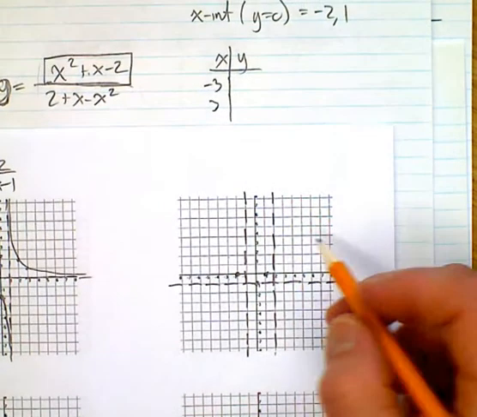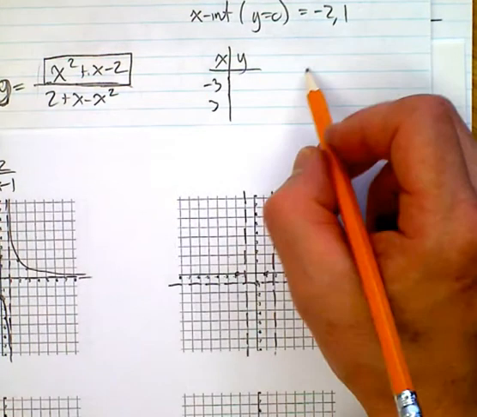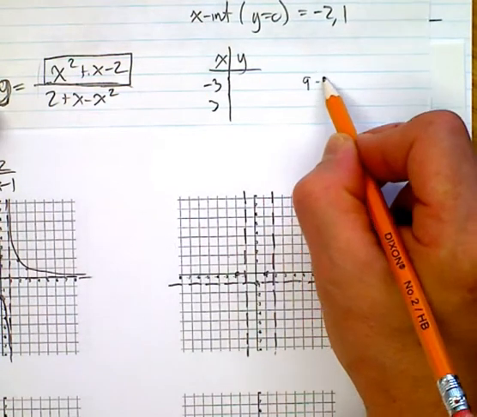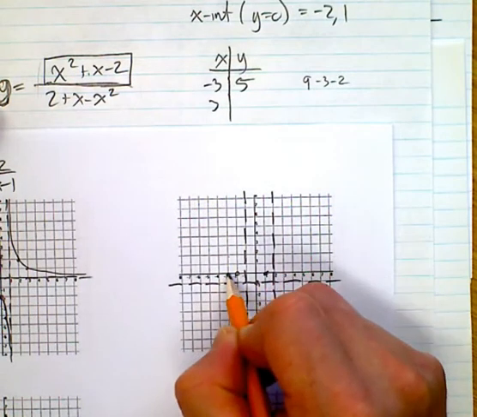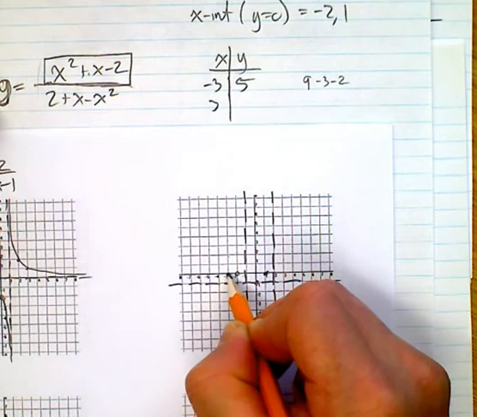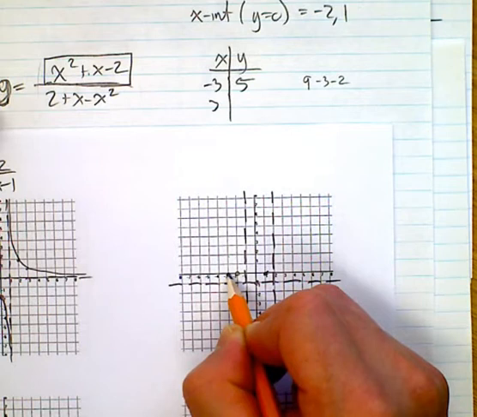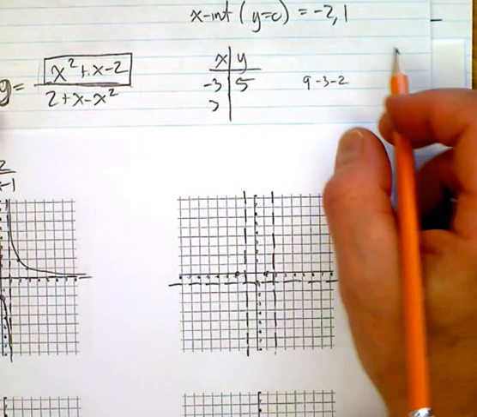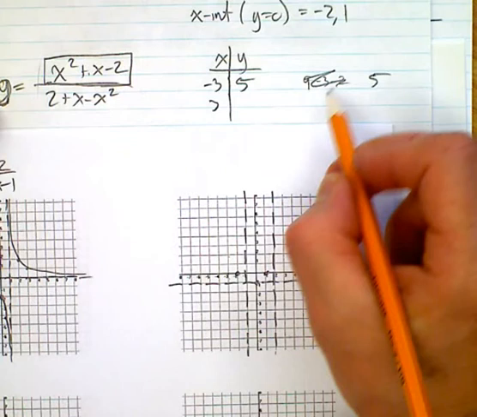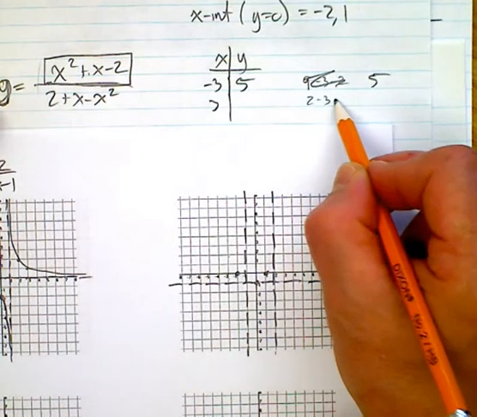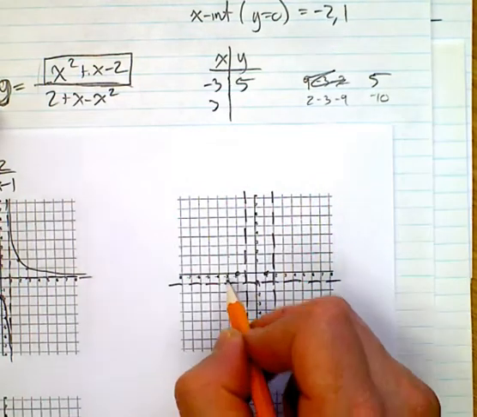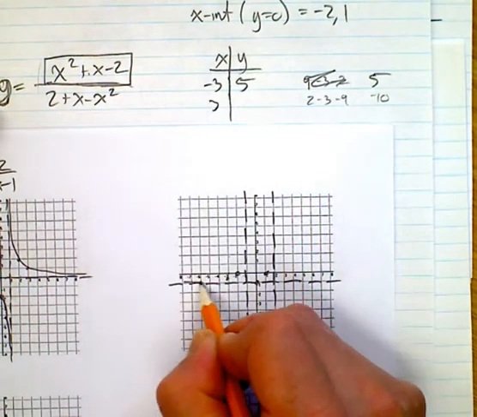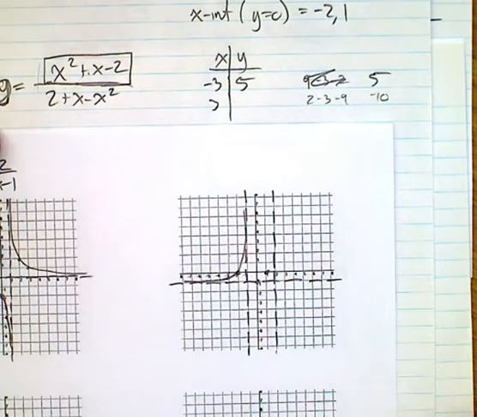So at negative 3, right, that's going to be 9 minus 3 minus 2, which is 5. So at negative 3, we're going to have, that doesn't make sense. Oh, 5 on the top, duh. So it's 5 over 2 minus 3 minus 9, which is negative 10. So it's negative 1/2. That makes more sense. There you go. So you can see that we have that part of the graph there.